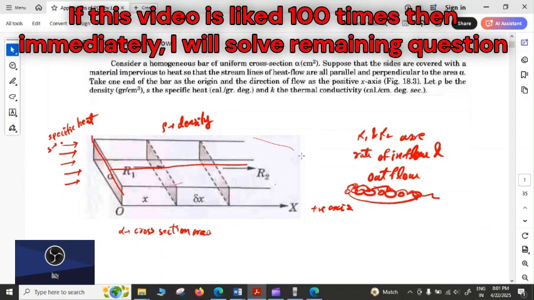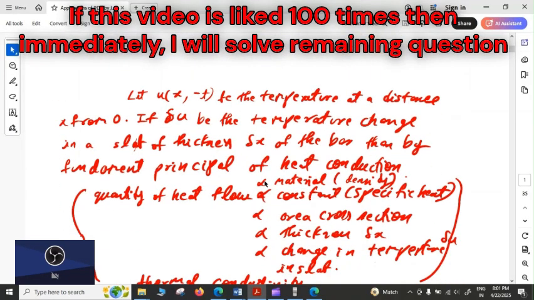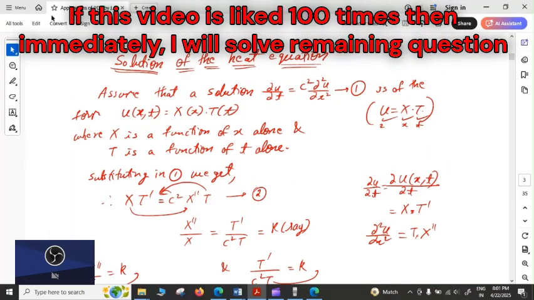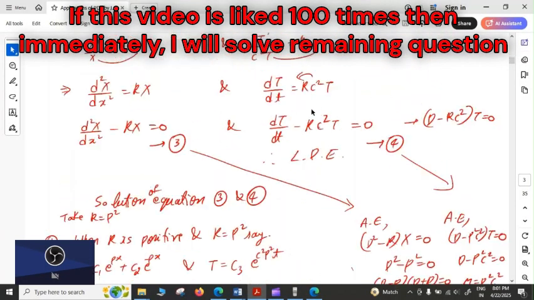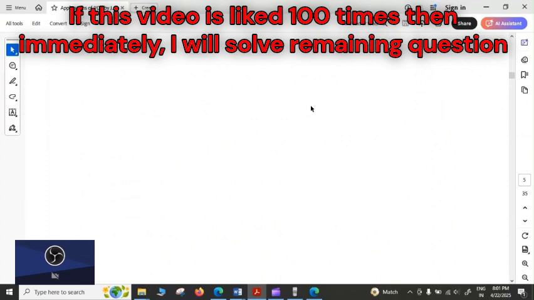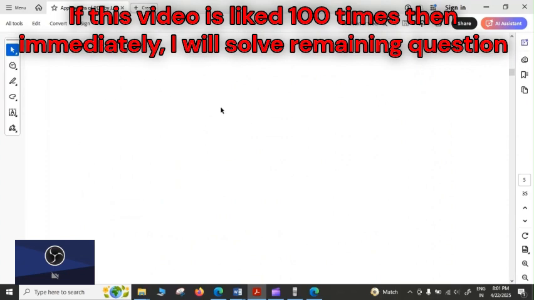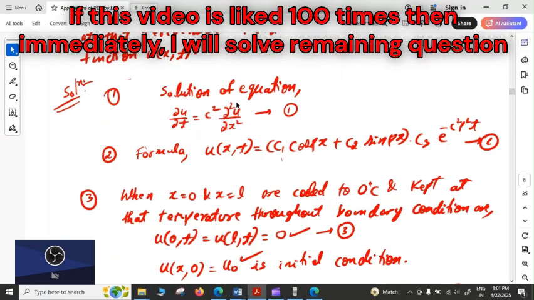This is the diagram we have to show. It's already done in my previous video lecture. So this is the derivation we have to write. With this, please remember, we have the solutions of heat equation, but that is not asked in the question. So what you have to remember: method, equation, formula, boundary conditions, reduce the equations, and general solutions. We have already solved examples on this.